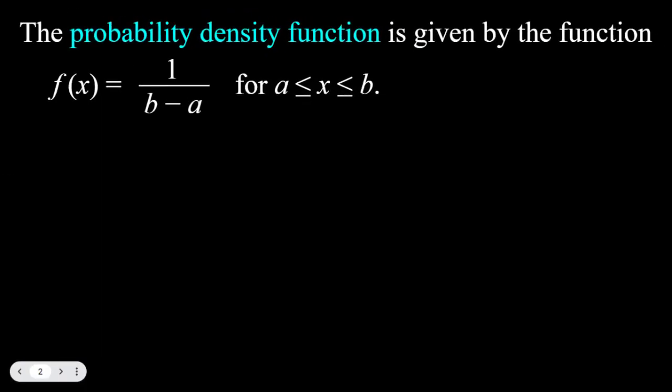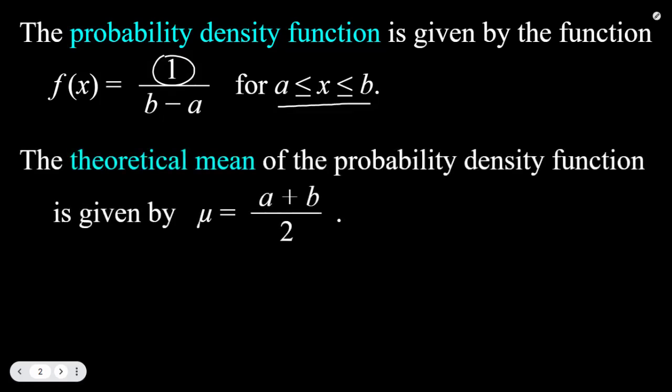The probability density function, in other words the value of this function, is given by the notation f of x equals 1 divided by b minus a. So b and a, remember, are the endpoints of your distribution. And we do 1 divided by b minus a because we know the entire area underneath our curves for these probability distributions has to be 1.